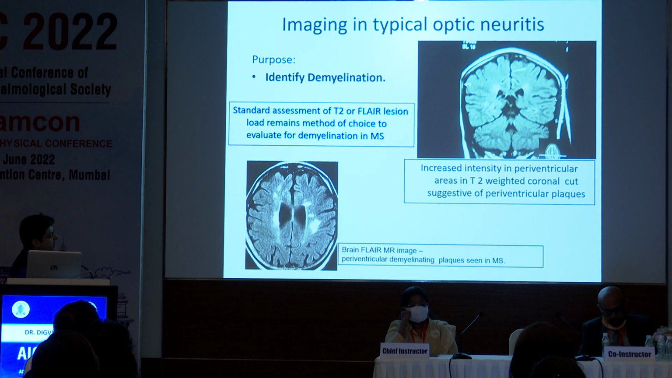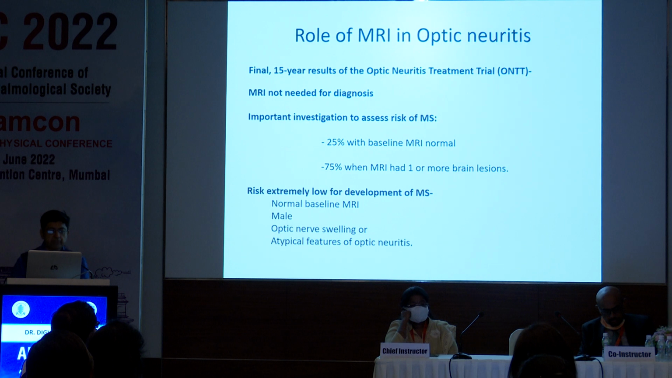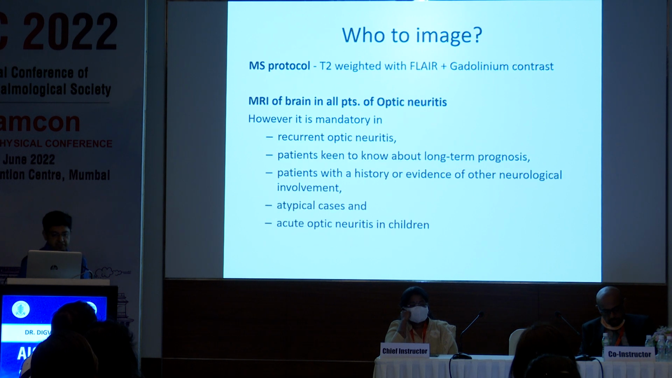So you are able to make out these lesions on the brain that are highly suggestive of a development of MS, and you may be required to give disease modifying agents. So these are important things. So MRI role: the ONTT gave us an idea that MRIs can help to prognosticate the likelihood of patients who will develop MS. So a T2 weighted FLAIR with a contrast.